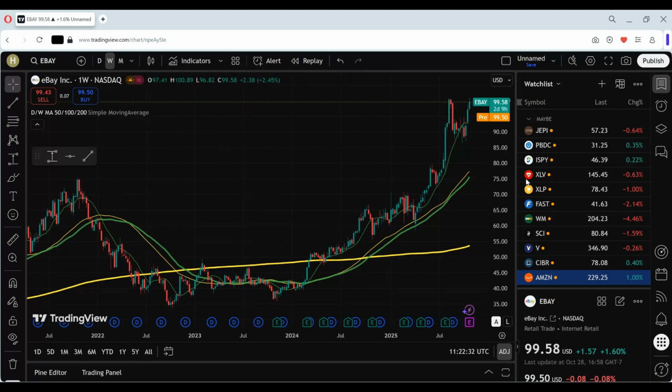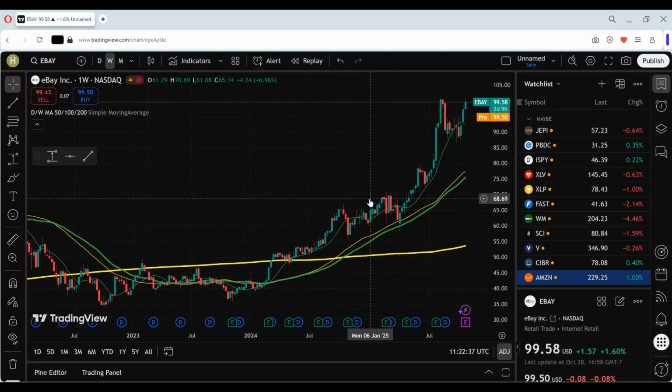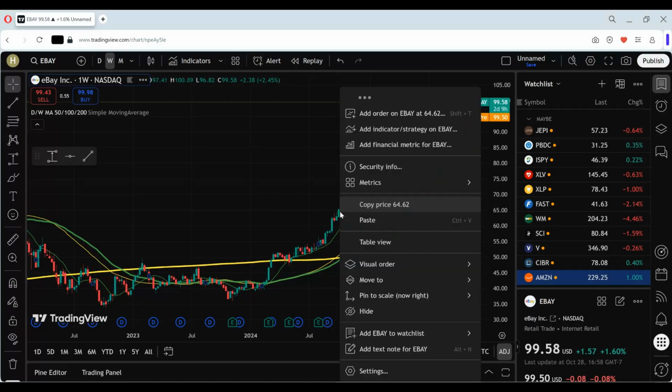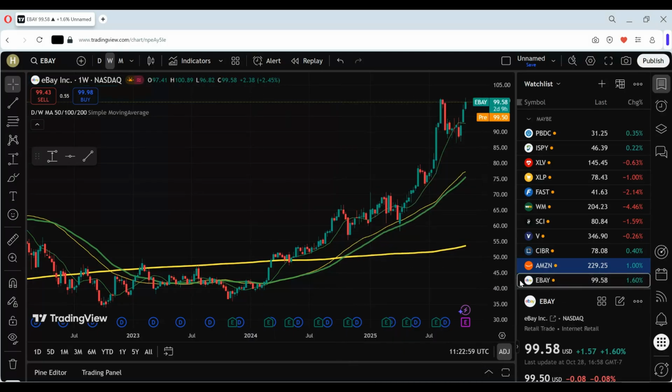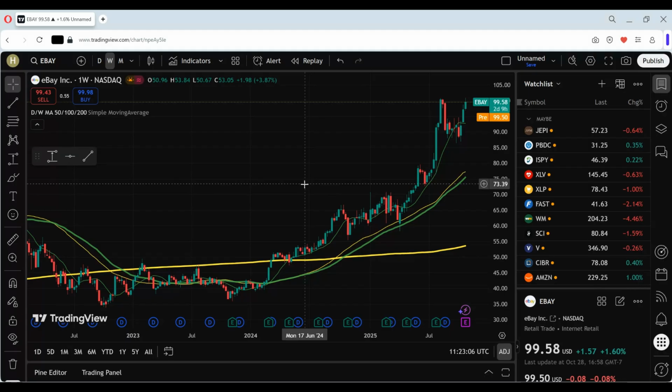And so if we wanted to add this to our watch list, there's a couple ways to do this. The way I do it is you right click on the screen, but you have to right click on the candle. So move your mouse over a candle, any candle. Right click to bring up a menu. Then you go all the way towards the bottom here. It says add eBay to watch list. And then you want to check this box here for watch list. Boom. So now we got eBay on our watch list. And then we can hit this trash can to get rid of it. That's how I do it.